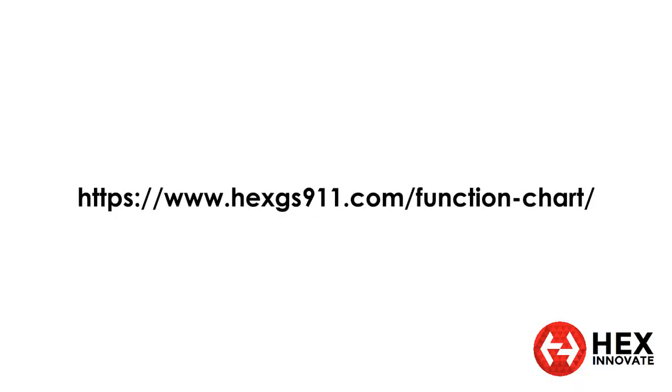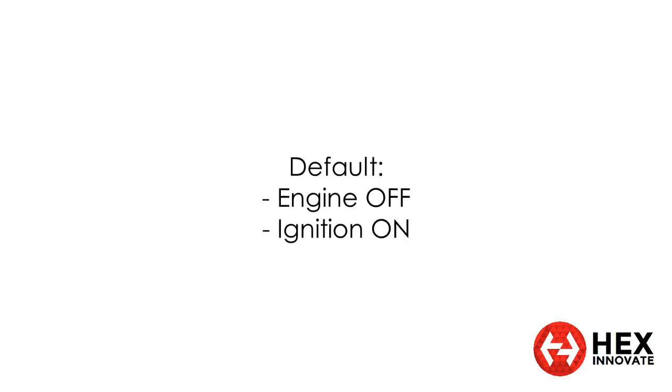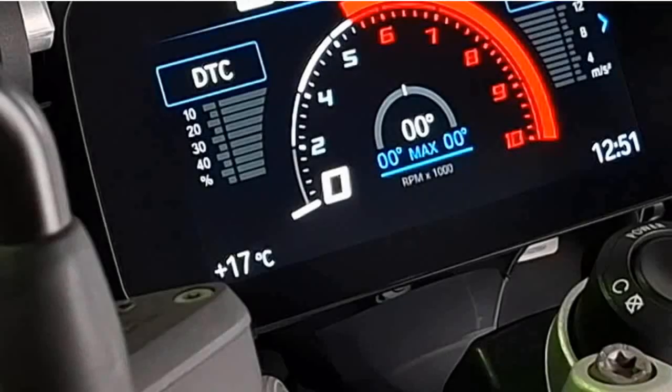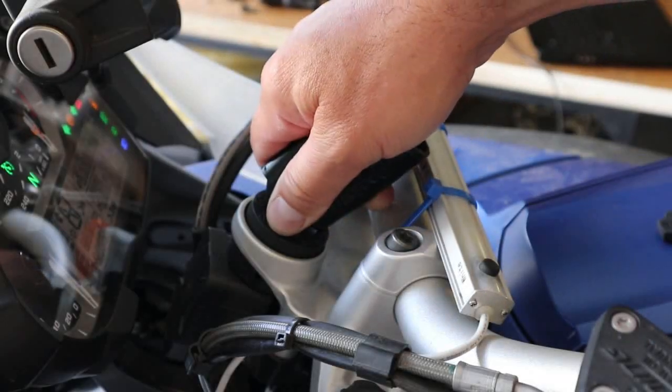Note that only options relevant to your motorcycle model will be shown by GS911. Consult the GS911 function chart at this URL for all options relevant to your motorcycle. Note that unless GS911 specifies otherwise, the engine must not be running and the ignition switch must be on during all output tests.